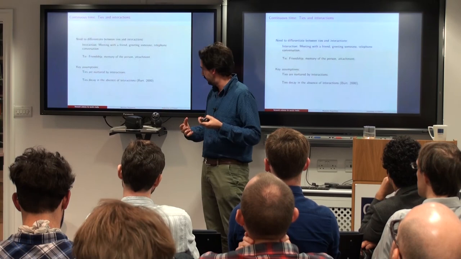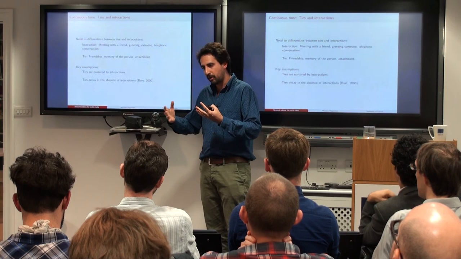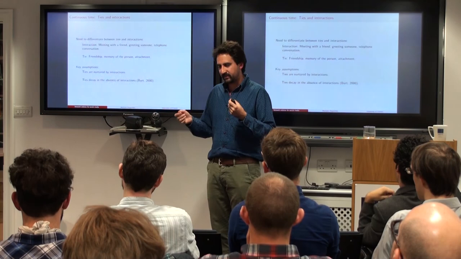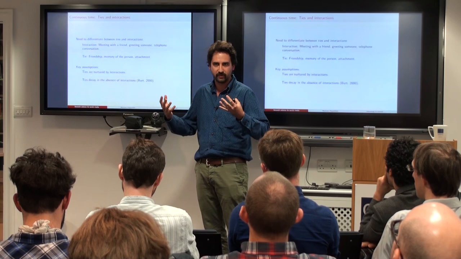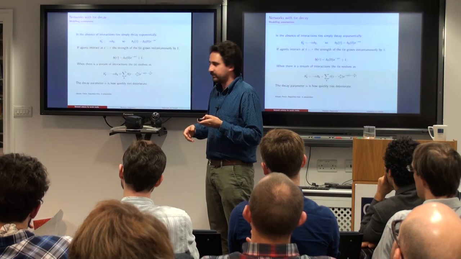And so we say, fine, we're going to take data sets or model systems like a retweet network in time and make the distinction between the ties and the interactions. So ties, we'll say, is the strength of the friendship, and the interactions are the individual events where these people interact. And ties are nourished by interactions.